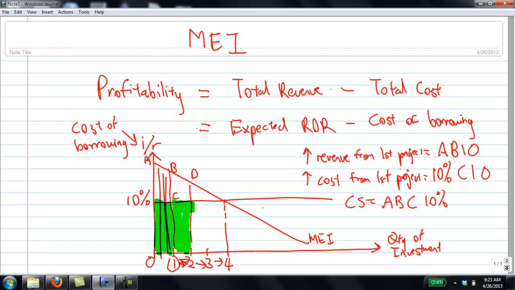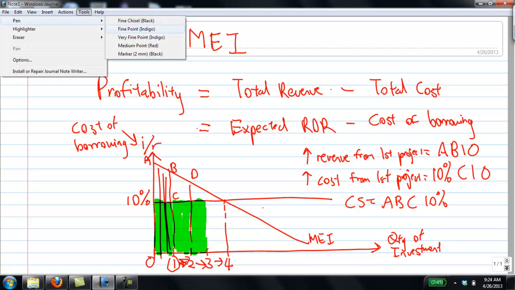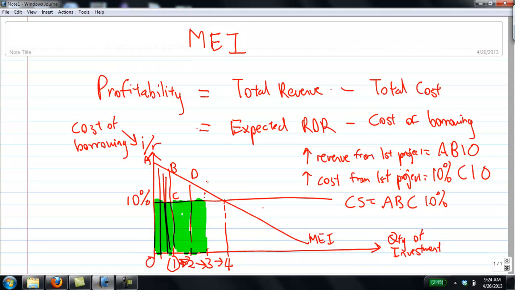And project 3 is also profitable. Why? The increase in cost again is this area. But the increase in the revenue is basically, we call it DE32. So you can see the so-called profits get smaller and smaller. The consumer surplus in that sense gets smaller and smaller. And it's only the last investment project where there's still some benefit here, some profits here. You can see that at investment project 4, it is not worth it for the firm to undertake investment project 5.